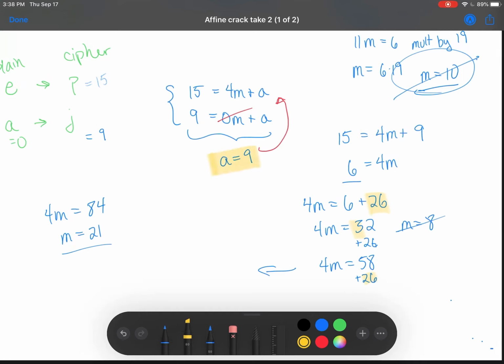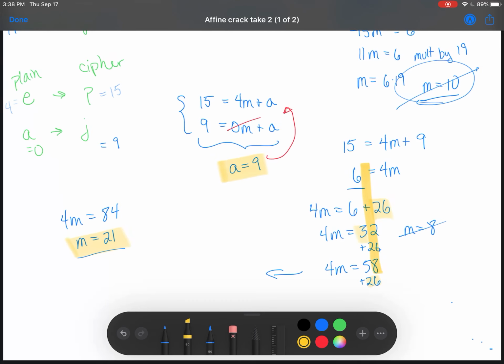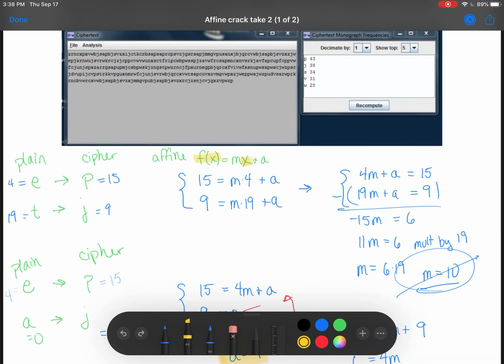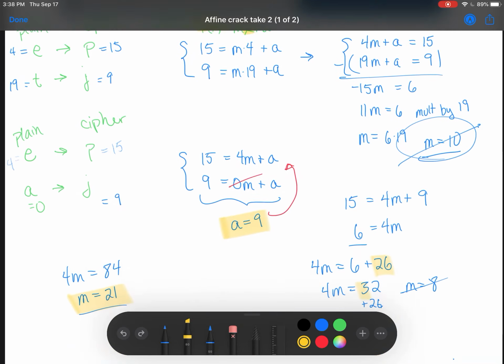So what did we just find? We found additive key 9 and multiplicative key 21. That's what we would go back and check to see if it actually decrypts our ciphertext. And it turns out it does.